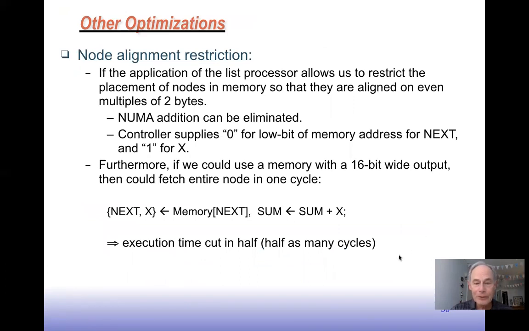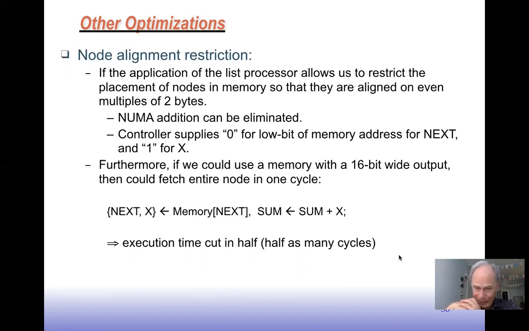So there are other optimizations we could do, which are a little bit out of the spirit of what we're doing here. One would be node alignment restriction. If the application of the list processor allowed us to restrict the placement of the nodes in memory so that they're all aligned at even multiples of 2, then the NUMA addition could be eliminated. The controller could just set the low bit of the memory address, so it'd be set to 0 for getting next and set to 1 for getting X. It's a kind of tricky optimization we could do if the node locations were always aligned to 2 bytes. But they weren't, so we had to compute NUMA from next.